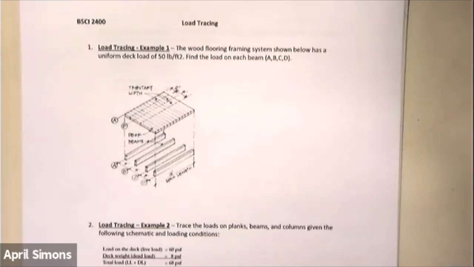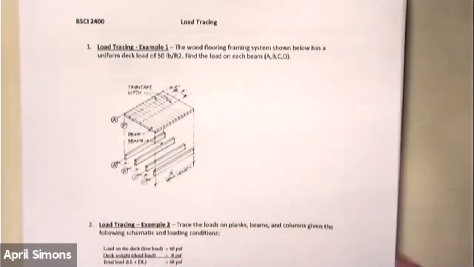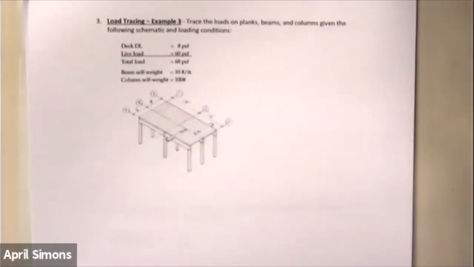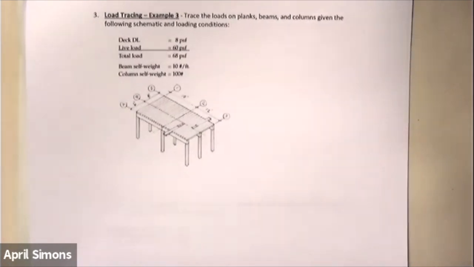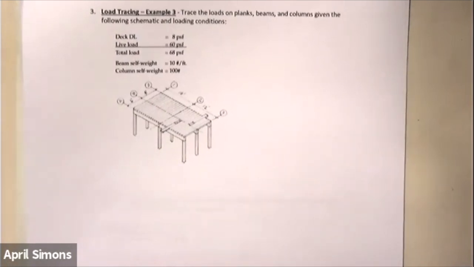So if you go to Canvas under the modules for this week, you'll be able to see we've got 4 example problems. So here we've got just some different configurations of some columns, beams, and decking. And example 4 is on a separate handout under the module, and will be a little bit more complicated configuration for load tracing. So we're going to work our way up to example 4.